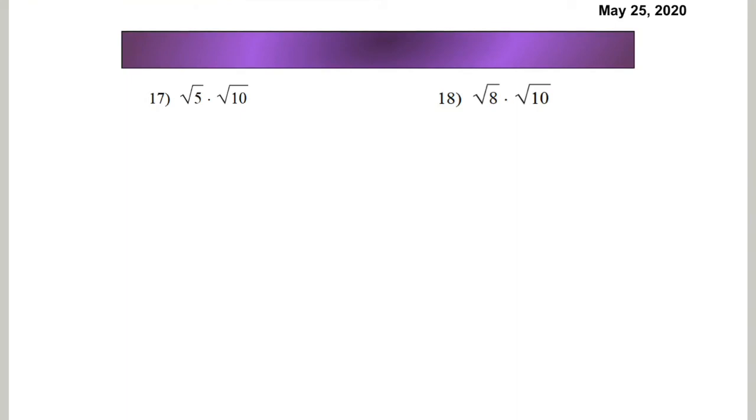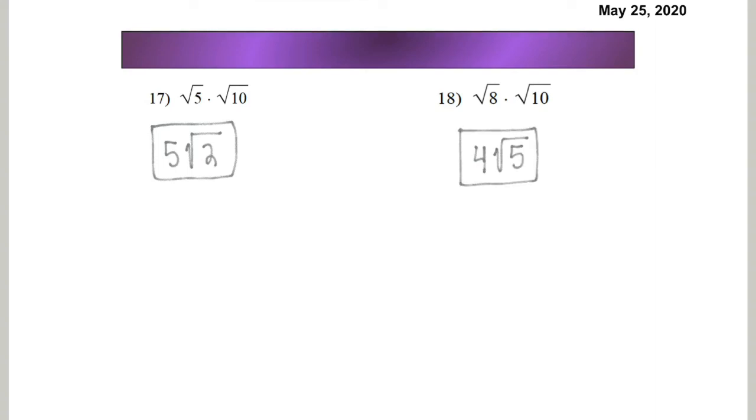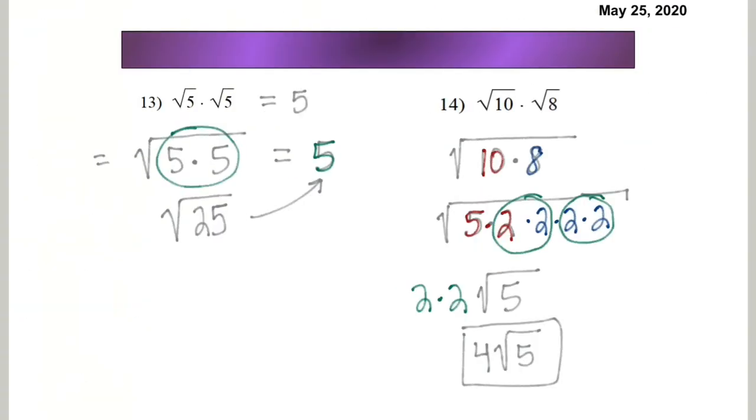And if you're with me right now, hopefully you've taken the time to try 17 and 18 on your own. The square root of 5 times the square root of 10 is 5 times the square root of 2. And number 18, we actually did number 18 already. It is 4 times the square root of 5. So if it looked familiar, it was familiar because it was a problem that we already did on number 14.